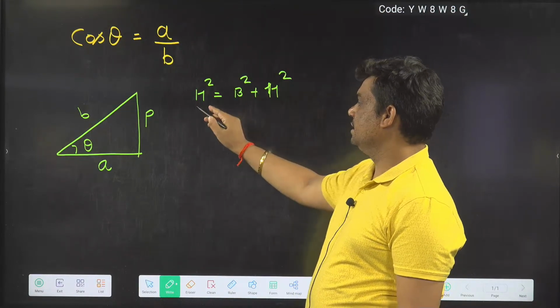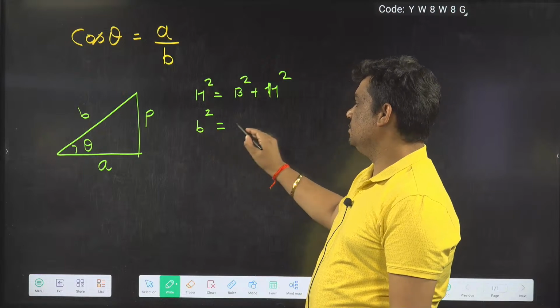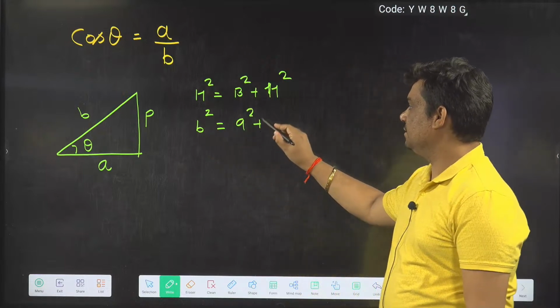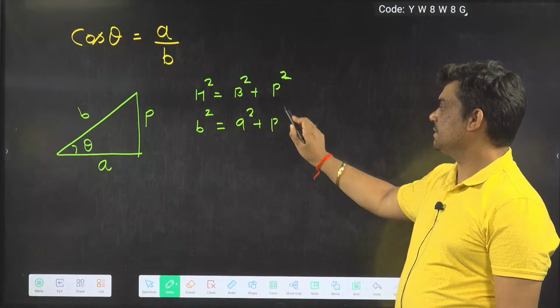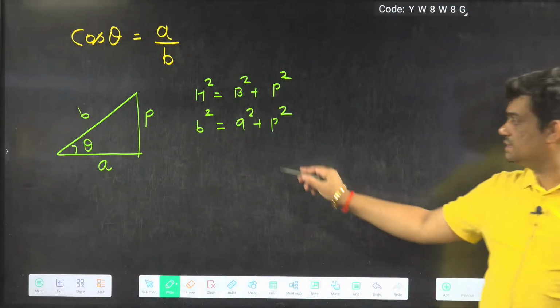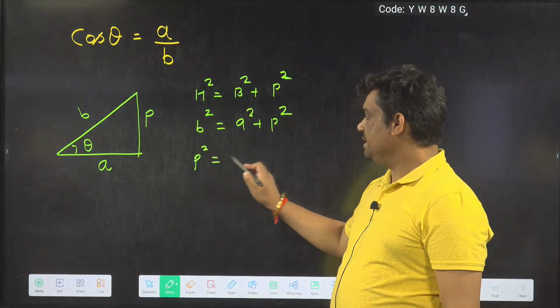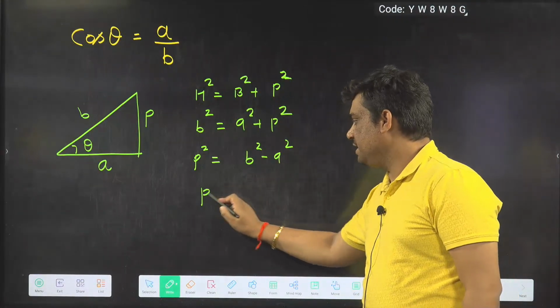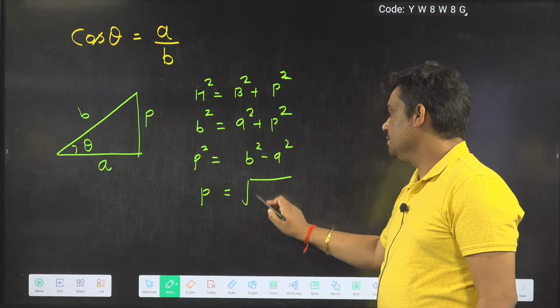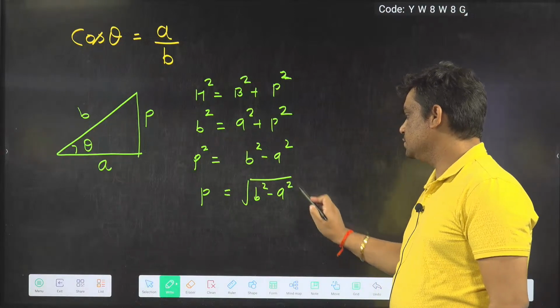So I can write here h square equals base a square plus the perpendicular here. So this perpendicular is p square, that we have to figure out. So you can say p square from here will be equal to b square minus a square. So we can say the perpendicular becomes root of b square minus a square.